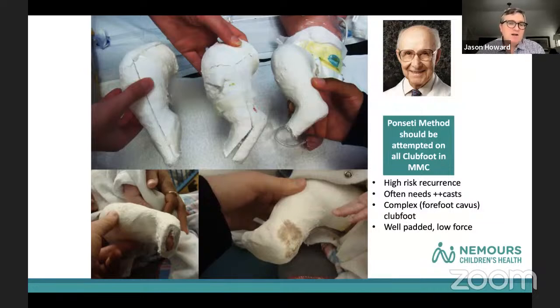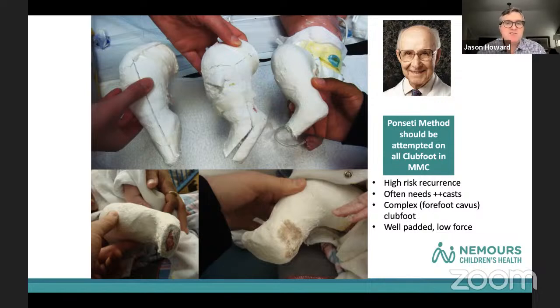This kid actually did pretty well. You can see the initial cast was in very severe equinus, and then after a few casts, we got him to needing a TAL, and we did the percutaneous tendon Achilles lengthening and got him into a good position. Just like we do in idiopathic clubfoot, we kept that last cast on for 3 weeks, and then we got them into the cast braces. That worked pretty well for this patient, and I didn't actually have to do any further surgery, which is probably the exception rather than the rule.